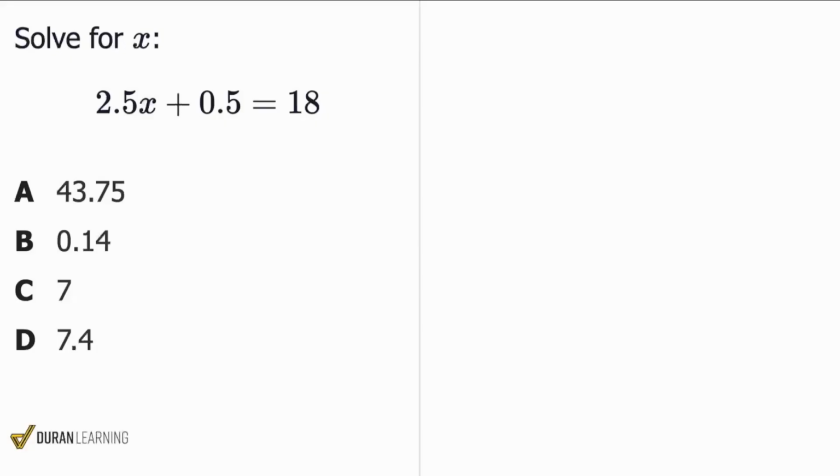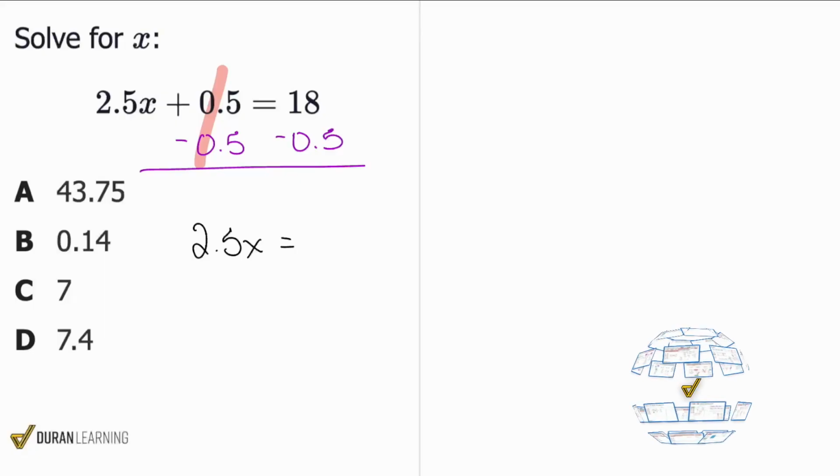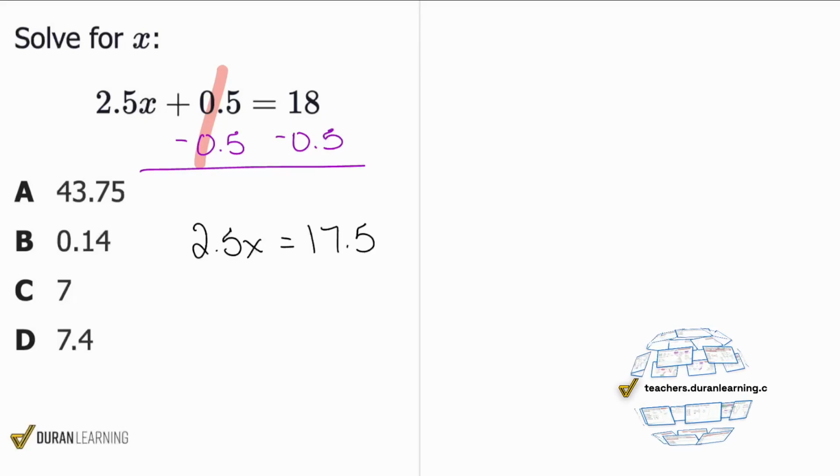So here we go. We have 2.5x plus 0.5 equals 18. We know that we're multiplying over here, adding over here, and so we can get rid of the 0.5 first on the way to getting the x by itself. So we'll subtract 0.5 from both sides. And there we go, cancels on the left, leaving us with 2.5x. And if we look at 18 minus 0.5, then we're looking at 17.5. That's like saying subtract 50 cents, and there we go.